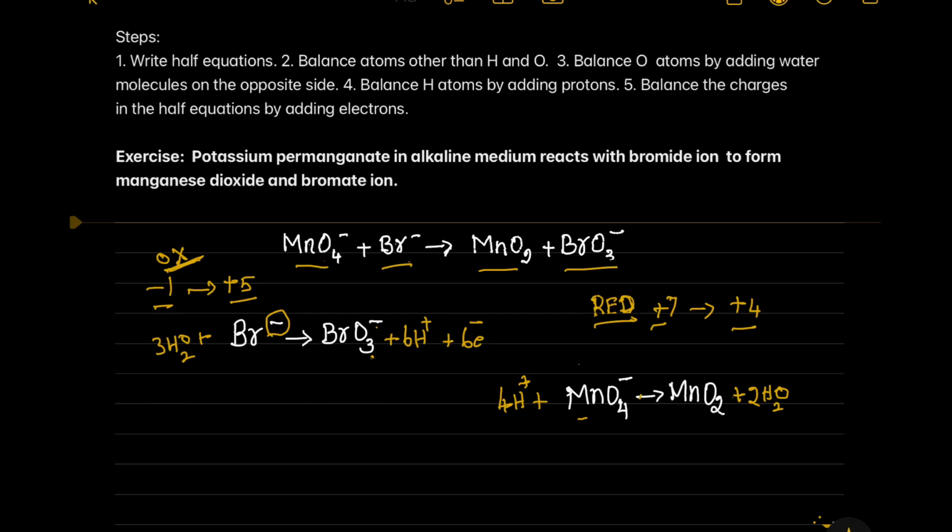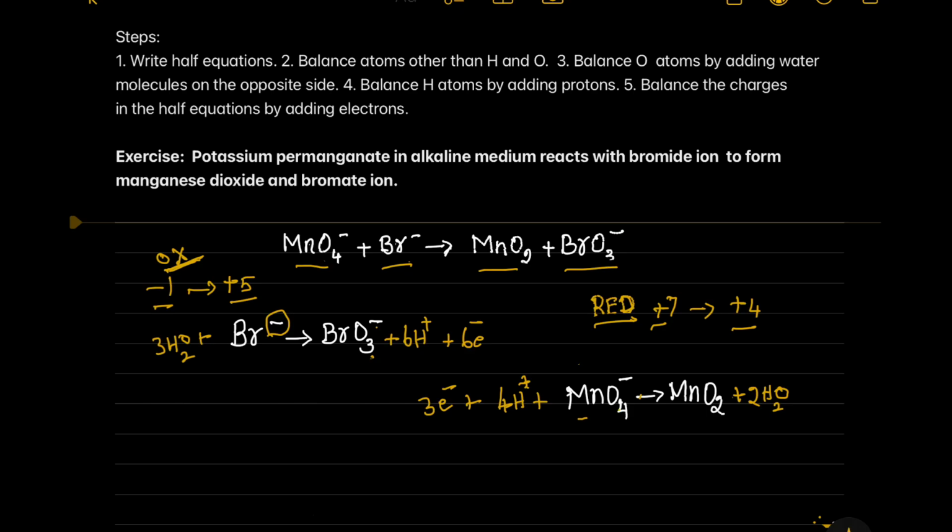Coming to the second half equation, the net charge on the left side is 4 plus due to 4 protons and 1 minus due to permanganate ion. Therefore, the net charge is +3 and on the right side it is 0 charge. Therefore, 3 electrons are to be added on the left side of the second half equation.